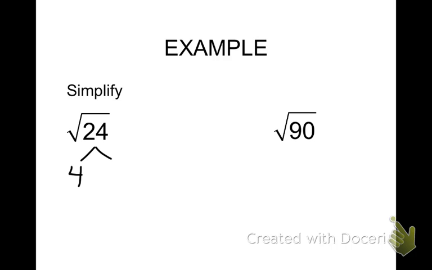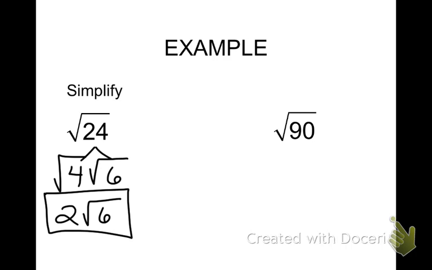4 times what is 24? 6. All right. So just like the rule said, I'm going to put square roots over both of those numbers. The square root of 4 simplifies to 2. Is the square root of 6 a perfect square? No. So I'm just going to leave it the square root of 6. So the square root of 24 simplifies to 2 square root 6.